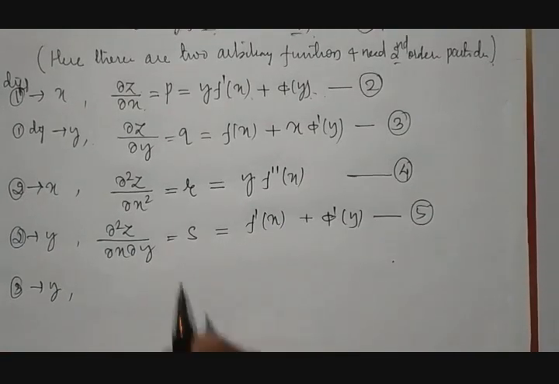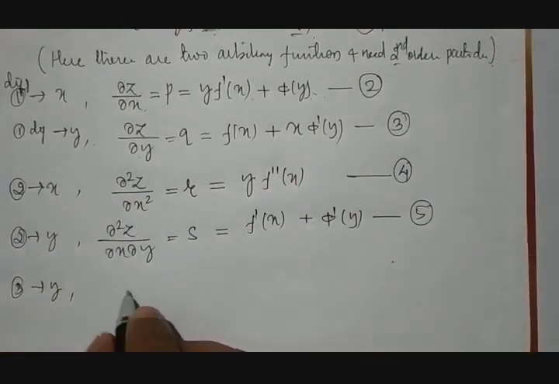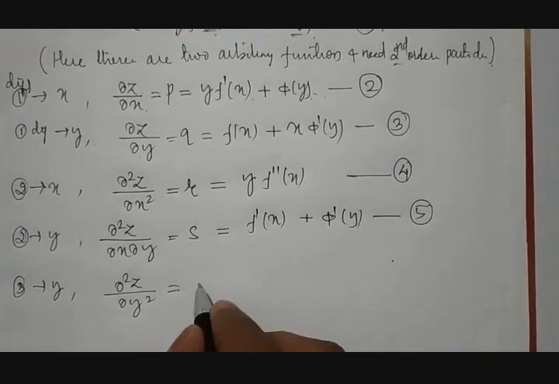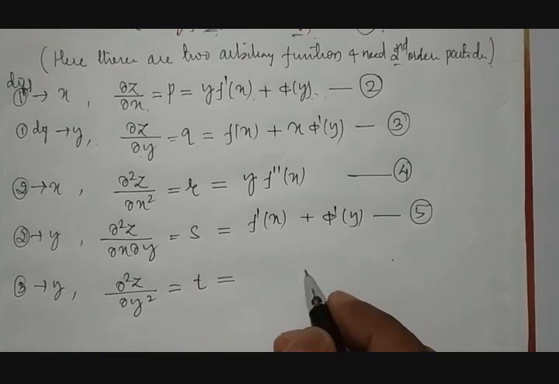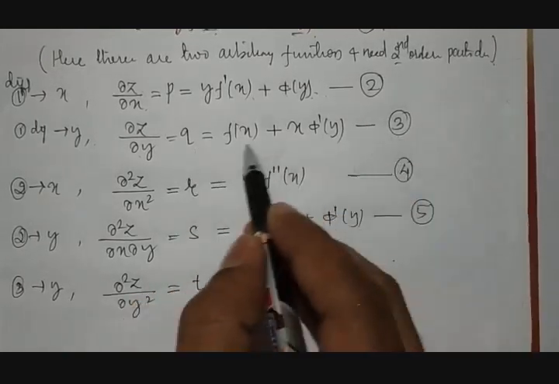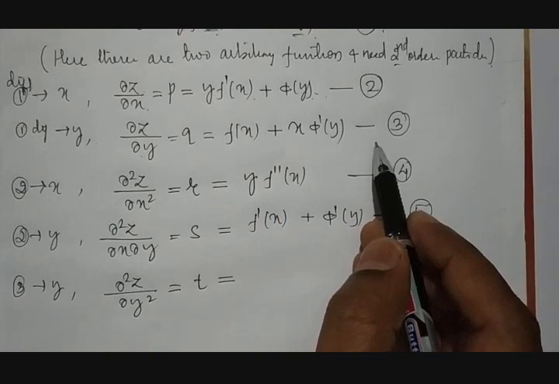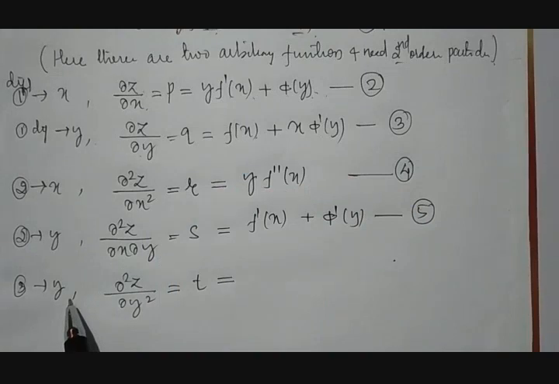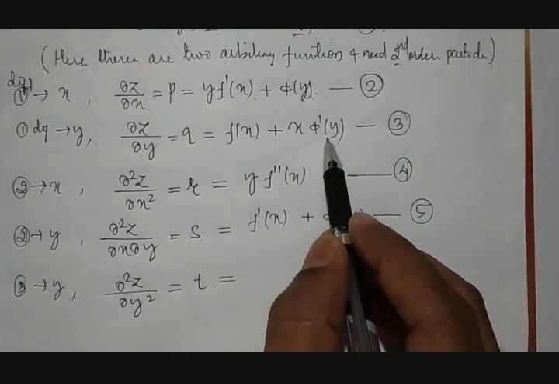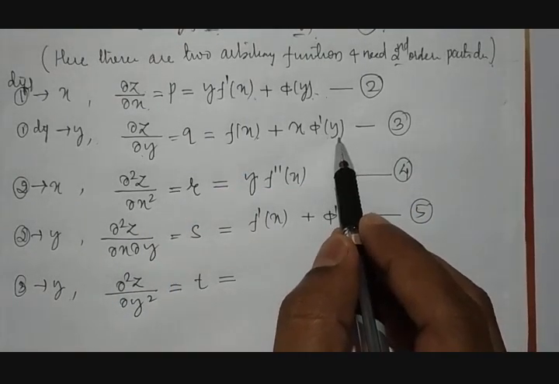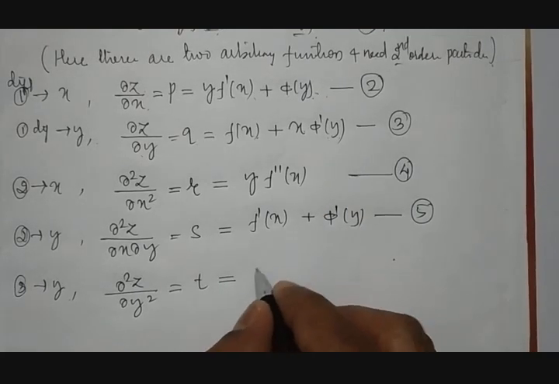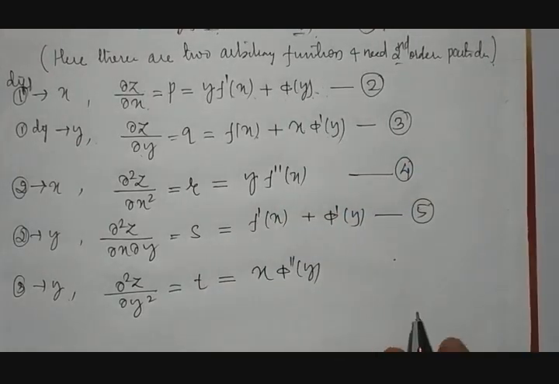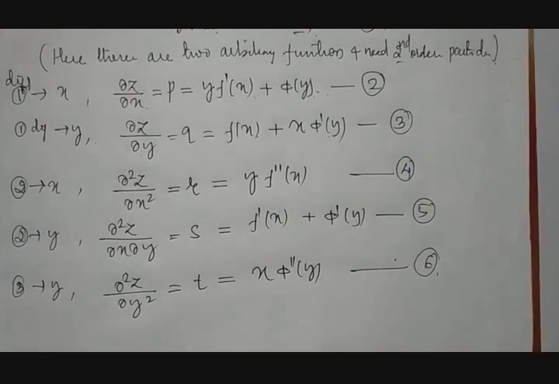Then we will be getting differentiation of equation number 3 with respect to y will be dou square z by dou y square. So the notation for this is t. Then differentiate this with respect to y. Then we will be getting differentiation of f of x with respect to y will be 0. Then x common, differentiation of pi dash of y with respect to y will be pi double dash. So x into pi double dash of y, and vice versa it will be 0. So I call it equation number 6.